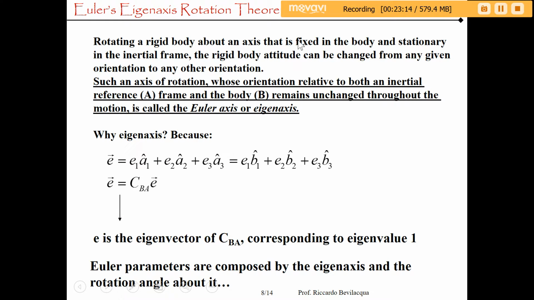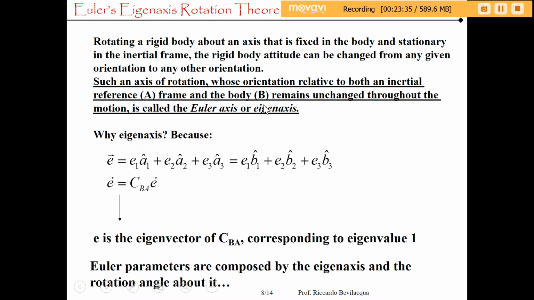Now, quaternions. Here I'm going to skip the math because this is not the point, but we want to understand how they are built. They're based on the Euler eigenaxis rotation theorem, which says that by rotating a rigid body about an axis that is fixed in the body and stationary in the inertial frame, the rigid body attitude can be changed from any given orientation to any other orientation.